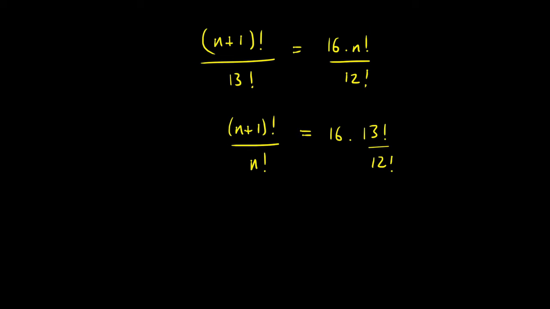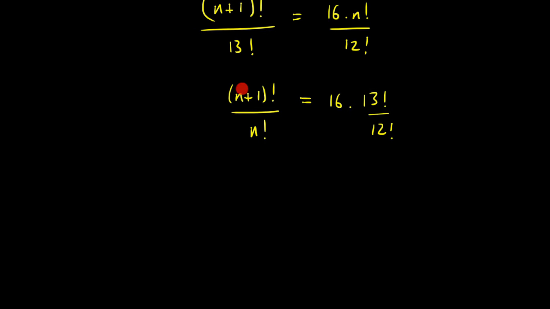Now, why have I done that? Because I know that this is going to simplify to give n plus 1, and because I know that 13 factorial over 12 factorial will simplify to give 13. So in the end, I've got n plus 1 is equal to 16 times 13. 16 times 13 is 208, so n will equal 208 minus 1, which is 207. Let me just check that answer as well.